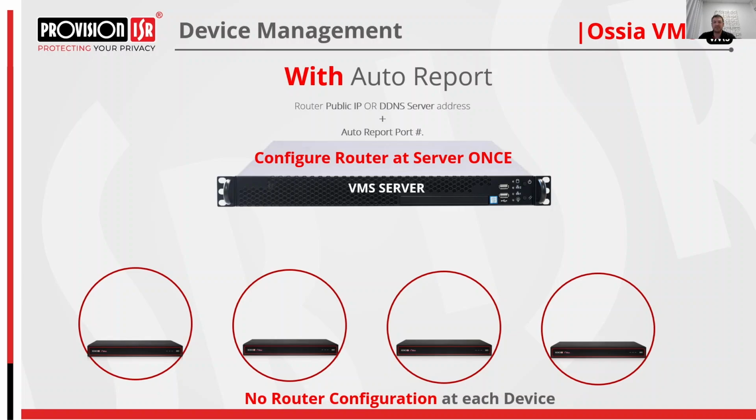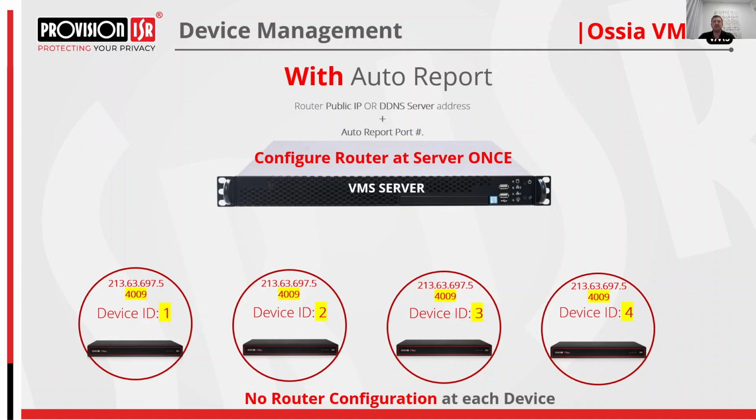Once that's in place, you simply input the router's public IP or DDNS address into each device along with the management server's port number and assign each device a unique ID number. When a device comes online, it automatically reports to the server saying, "Hey, Mr. Management Server, you asked me to report to you. Here I am. My name is device ID number 10, what do you want to do with me?"